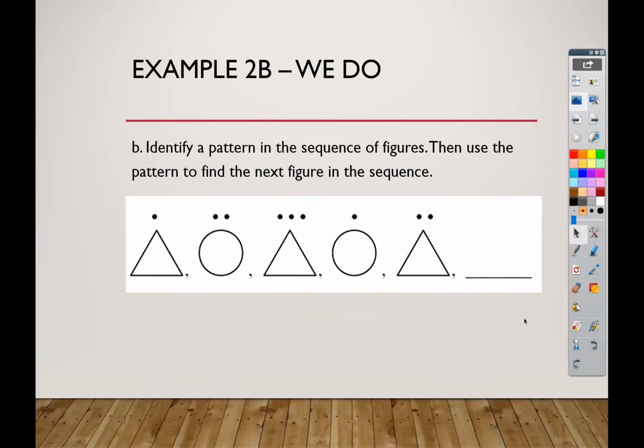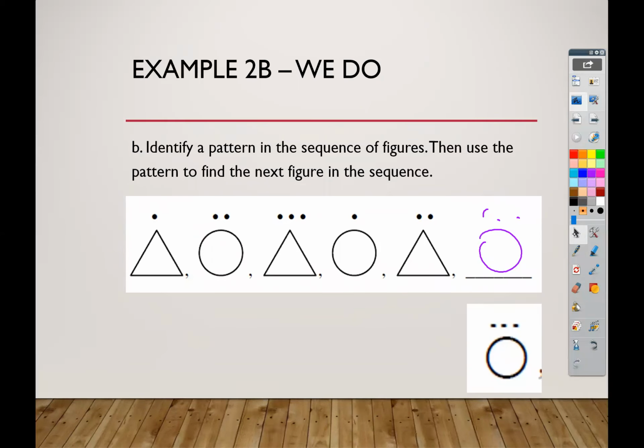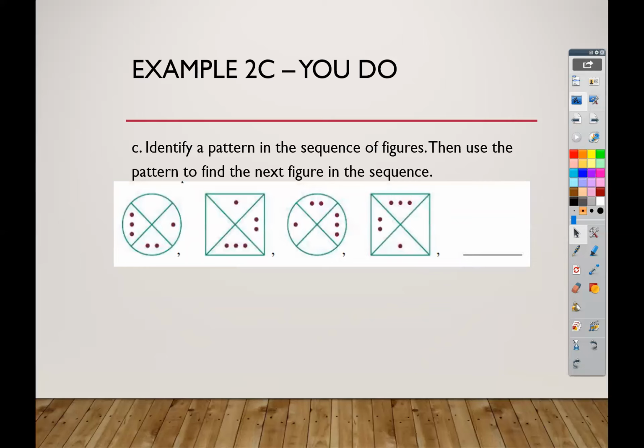Identify a pattern and then choose the next one. So what would this be? We've got a triangle, a circle, a triangle, a circle. So this would be a circle. Now look at the dots: 1, 2, 3, 1, 2, 3. Identify a pattern. So this is for you to do, so go ahead and pause it.